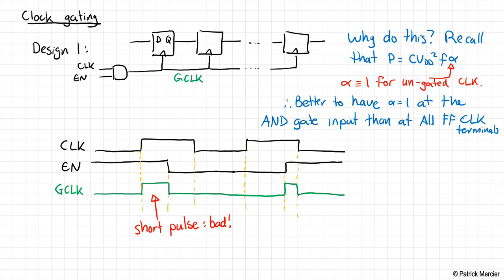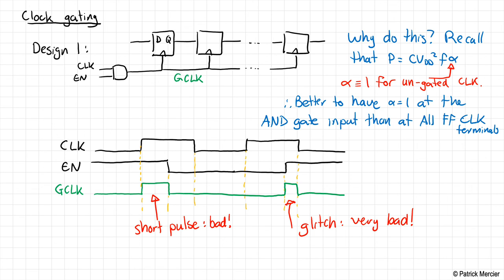What we can't live with is this thing over here. This is what we call a glitch. This is very bad. The reason it's very bad is that there's a rising edge of the clock that is not synchronous with the rising edge of the normal system clock. Normally in a digital circuit, we have a clock signal, and the clock signal is synchronous across the whole circuit. So we have the same rising edge of the clock happening at the exact same time at all flip-flops in our circuit.